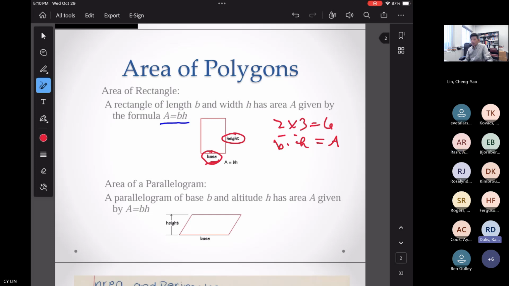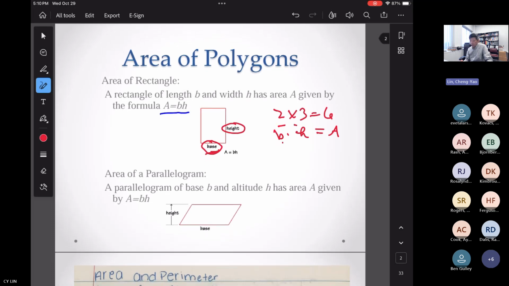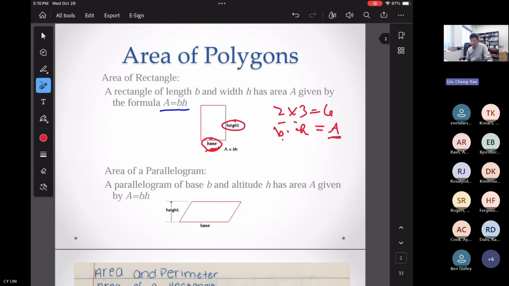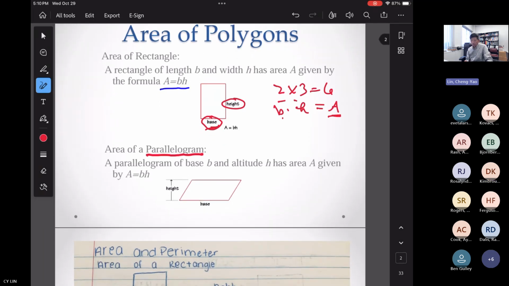Base and height, base and height. Yes, because based on the area model, right? So base times height, that's why we have area. Okay, now the next question is area of parallelogram.